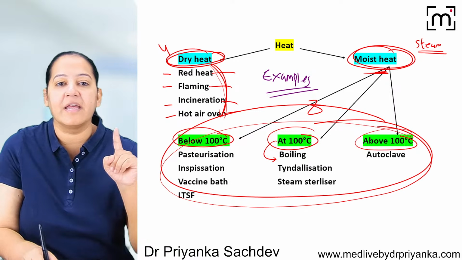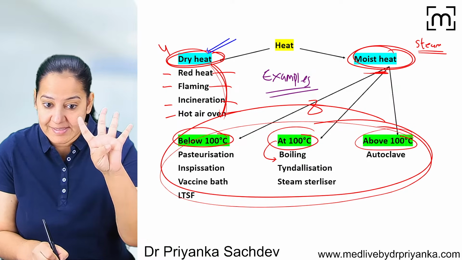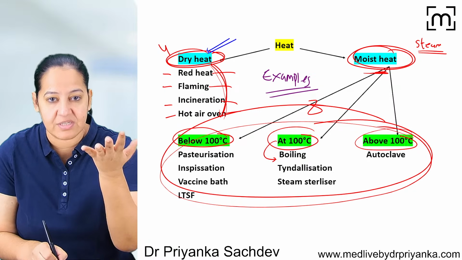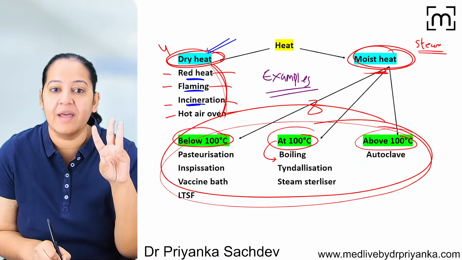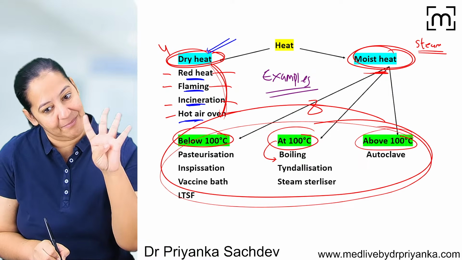So we are starting dry heat. In the dry heat, 4 methods are there. What are the 4 methods? Read the names first. It is red heat, flaming, incineration, and hot air oven. We will discuss them one by one.